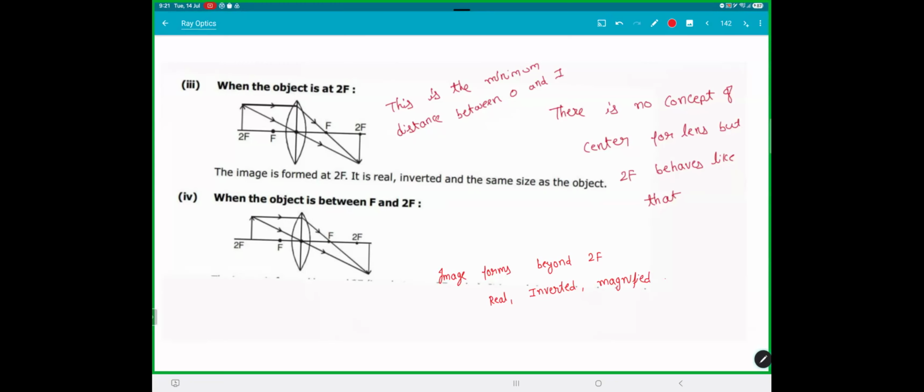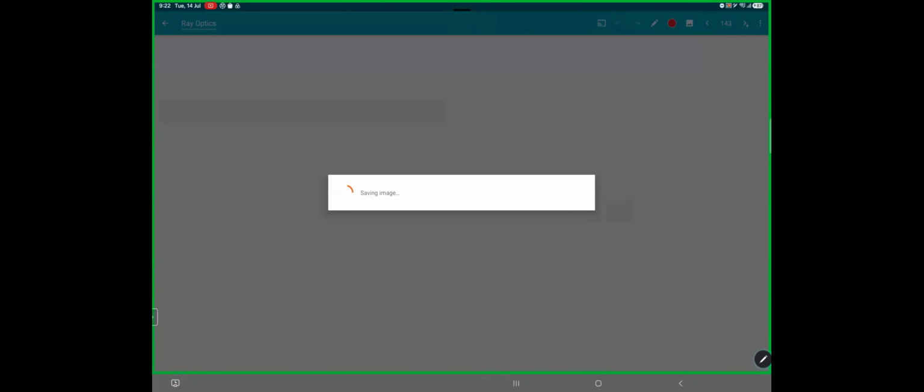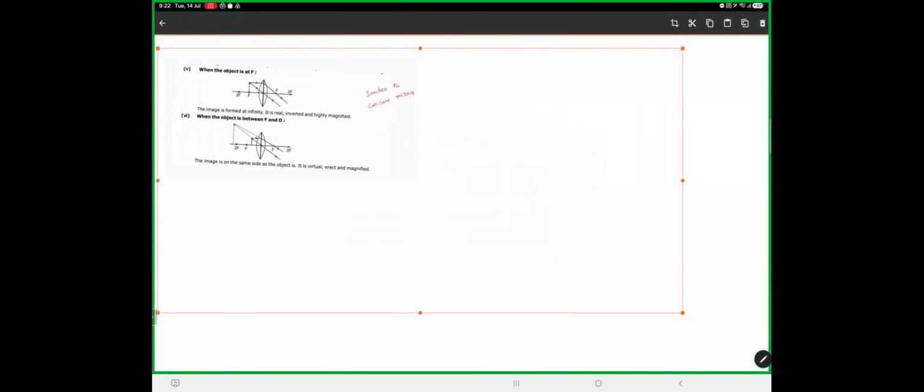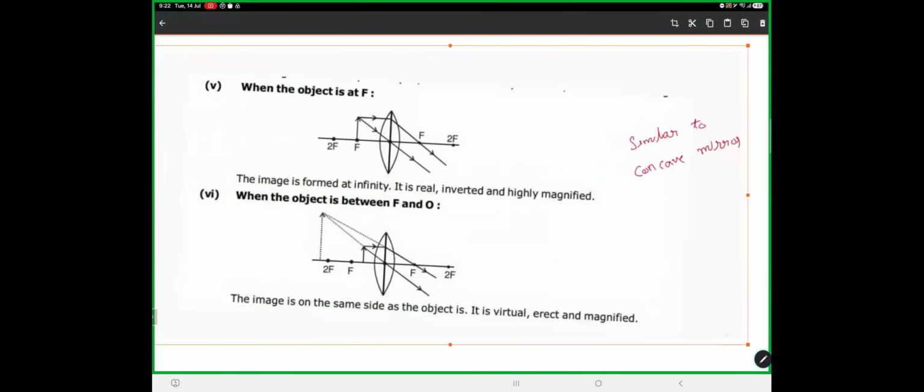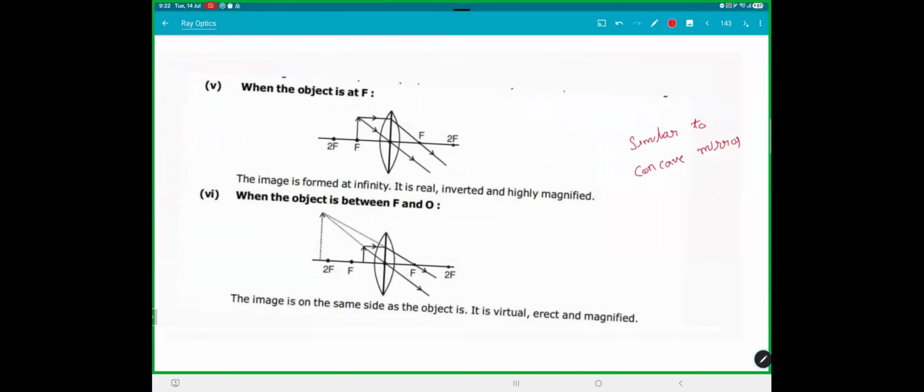But the difference between a concave mirror and this: in the concave mirror, the image is forming on the left-hand side, the same side. Here, the image is forming on the other side. When the object is at the focus, the image will form at infinity. When the object is between focus and the pole, optical center, the image will be virtual. So this gives you the vibes of a concave mirror. All clear with this?